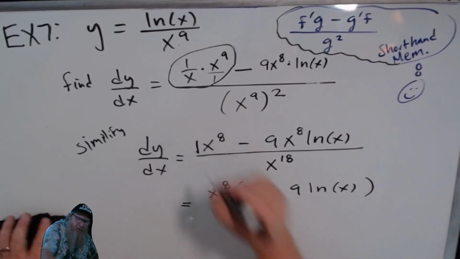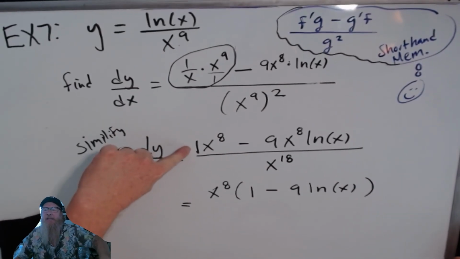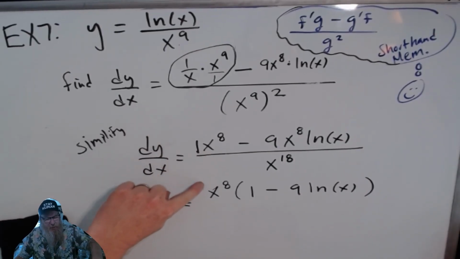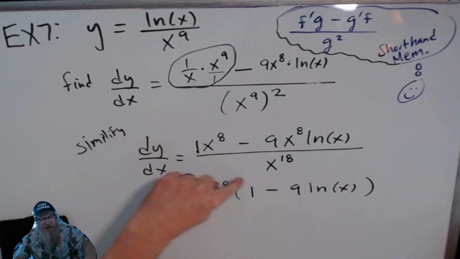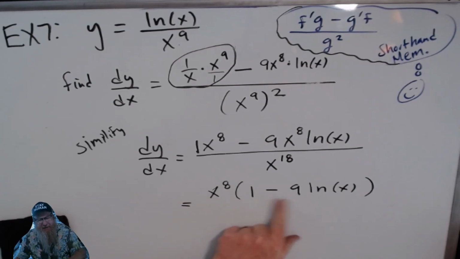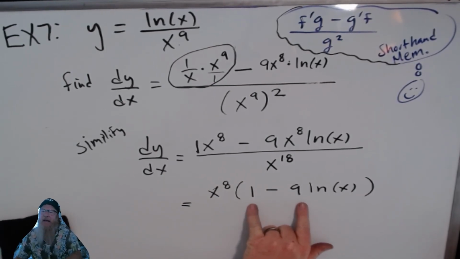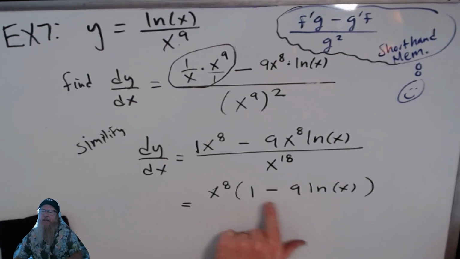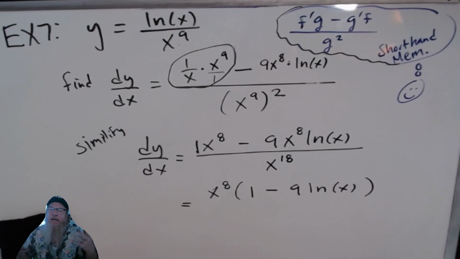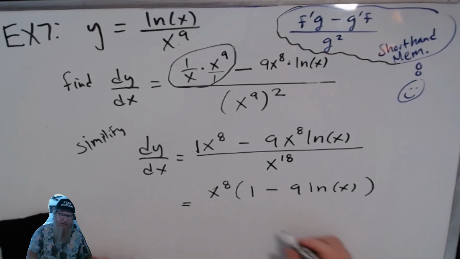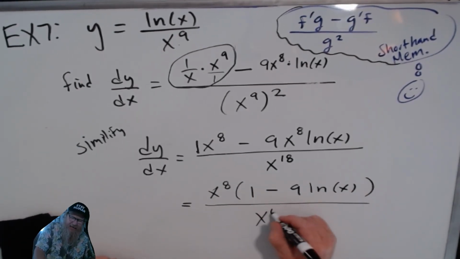There's an invisible 1 in front of this x to the 8th. So when you pull out the x to the 8th, you're left with the 1 and the negative 9. Do not combine them because the 1 and the 9 are not like terms. They don't both have the same variable factor. Right? The 1 has no variable factor, so that's it. And then over x to the 18th.